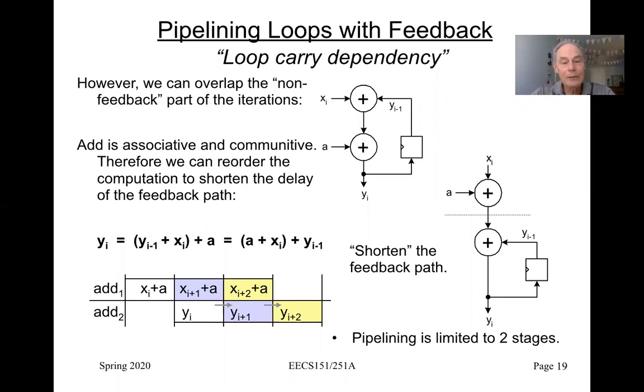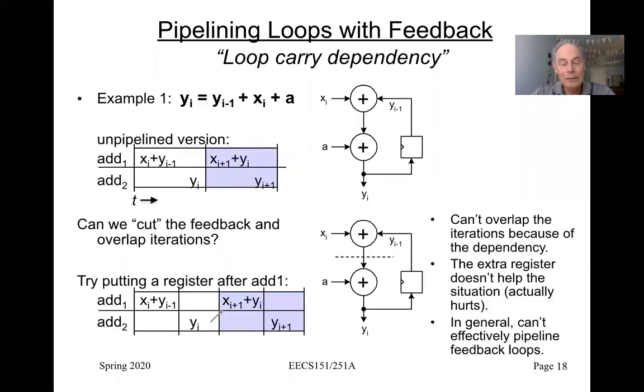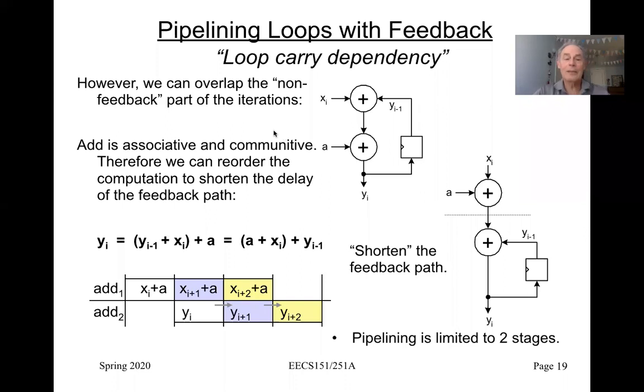Well, we can't overlap the iterations because of the dependencies, but we can rearrange things a bit, right? We can overlap the non-feedback part of the iteration. Add is associative and commutative, therefore we can reorder the computation to shorten the delay of the feedback path, right? Since the feedback path has to happen all in one clock cycle, we can't split that across clock cycles.